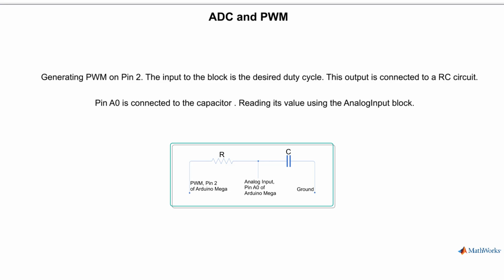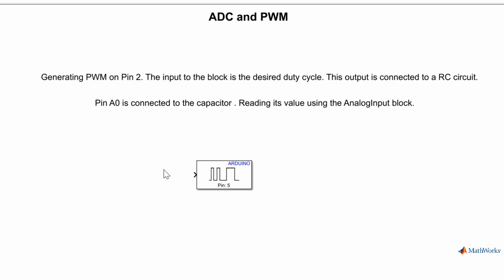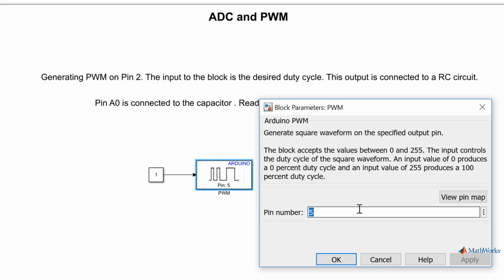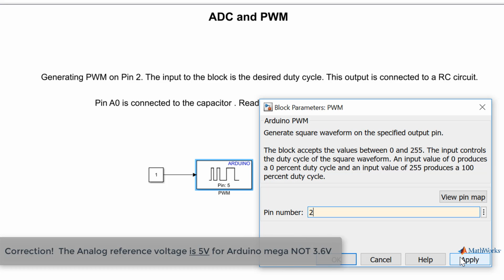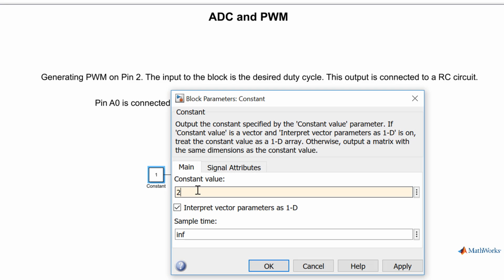Now let us make the model. We first need a PWM block. The input to this is the duty cycle. The pin number is 2. Since this is the pin which I have connected to my RC circuit, you can see that the block accepts values between 0 to 255. So 0 would mean 0% duty cycle and 255 would mean 100% duty cycle. The reference voltage for this board is 3.6 volts. Let us set the input as 255.